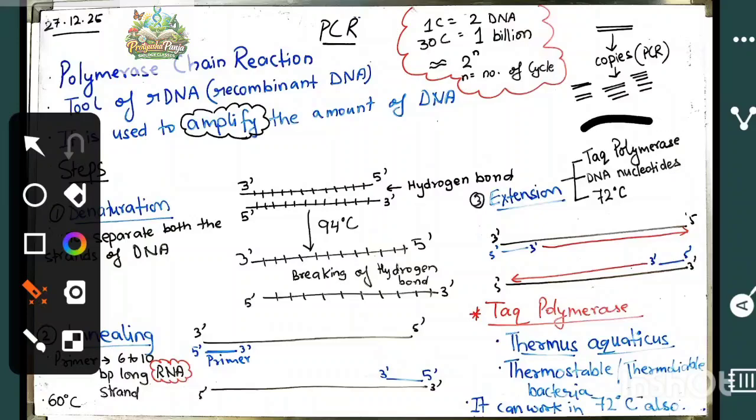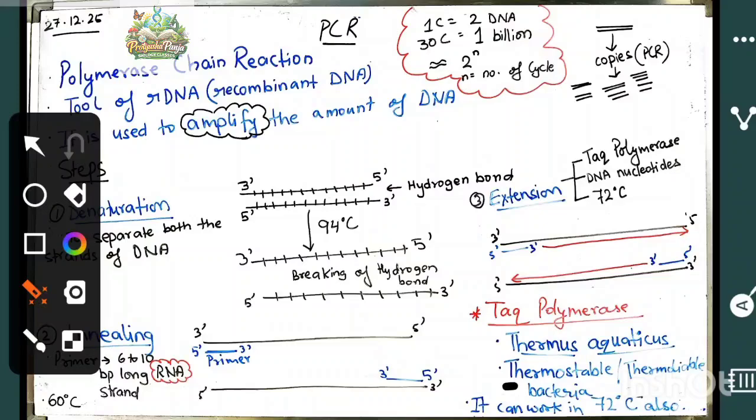Now, why do we use Taq polymerase? Why do we not use the DNA polymerase that we use in our body? As we can see, the temperature needed for extension is 72 degrees Celsius. DNA polymerase acts best at 37 degrees, which is our body temperature. But here we need a higher temperature. DNA polymerase will denature at such a higher temperature. So we need Taq polymerase.